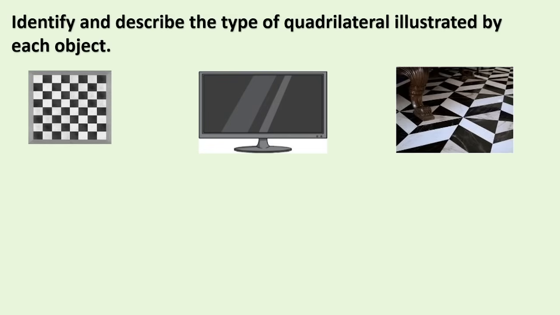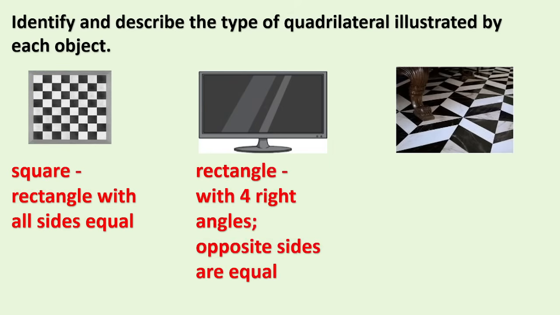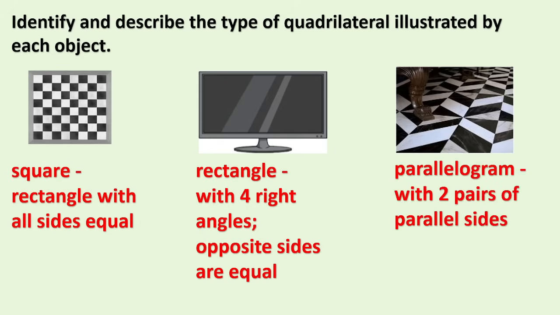Identify and describe the type of quadrilateral illustrated by each object. Square, rectangle with all sides equal. Rectangle with four right angles and opposite sides are equal. Parallelogram with two pairs of parallel sides.